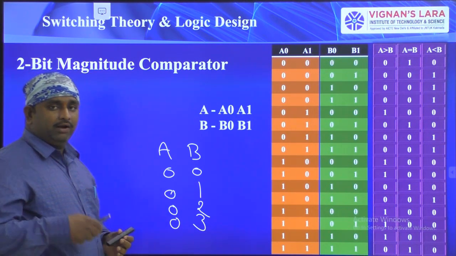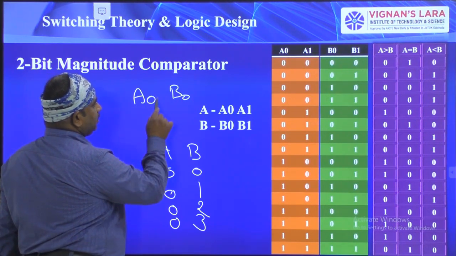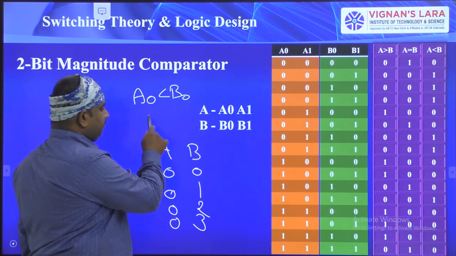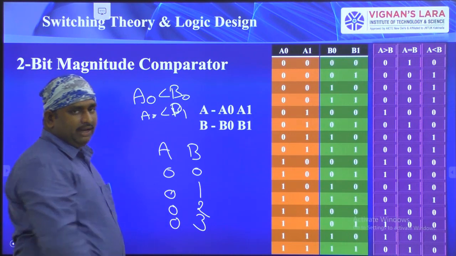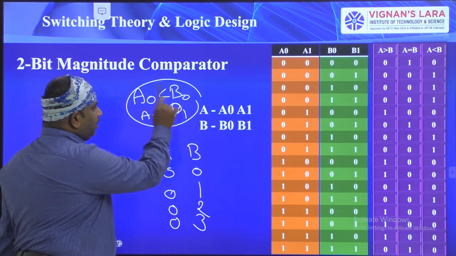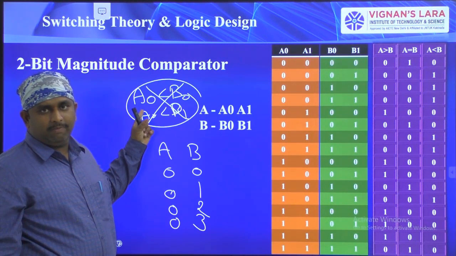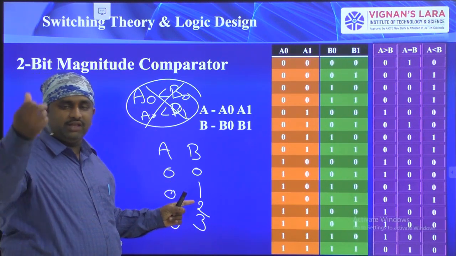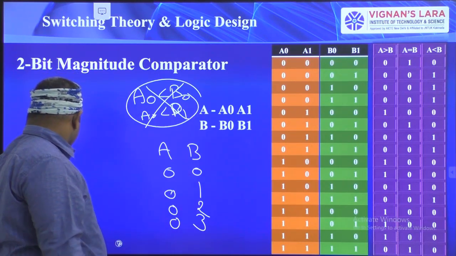Otherwise, you can compare like this also. You can compare A naught, B naught, A less than B naught, A naught less than B1. You can compare this also, but these all are not magnitude comparators. That is also a valid comparator, but that is not a magnitude comparator. So the magnitude comparator is like this. You have to take the complete A value, you have to take the complete B value, and like that you have to compare.